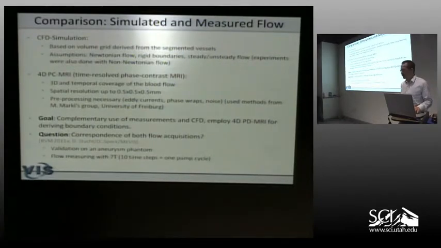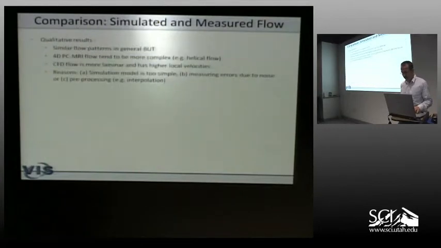So the blood flow was measured with the 7 Tesla device at 10 time steps, which should be enough to represent the temporal behavior. It turned out that the flow patterns were quite similar. That was a good situation, but the measured flow was more complex compared to the simulated flow. In particular, where helical flow occurred, this could be not represented that well in the simulation. The simulated blood flow was more laminar, and it always has a bit higher local velocities.